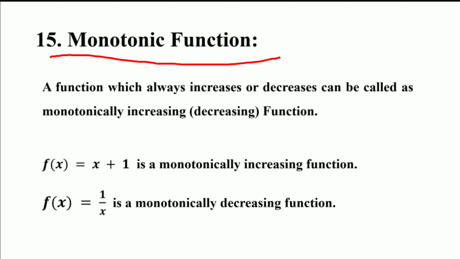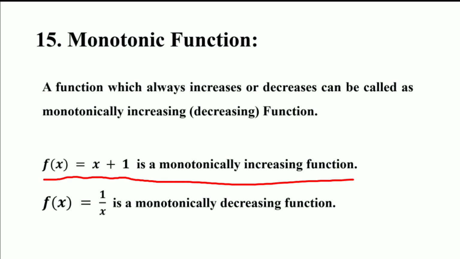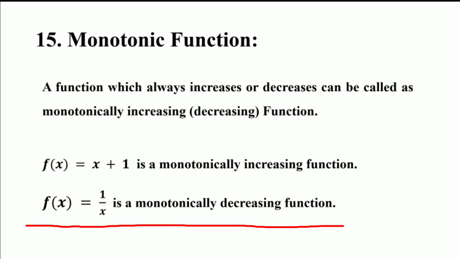Broadly speaking, a function which always increases or decreases can be called a monotonically increasing or decreasing function. For example, f(x) = x + 1 is a monotonically increasing function, because if you substitute values of x, it shows an increasing trend. At the same time, the second example, f(x) = 1/x, is a monotonically decreasing function. If you substitute values of x, it will be decreasing.